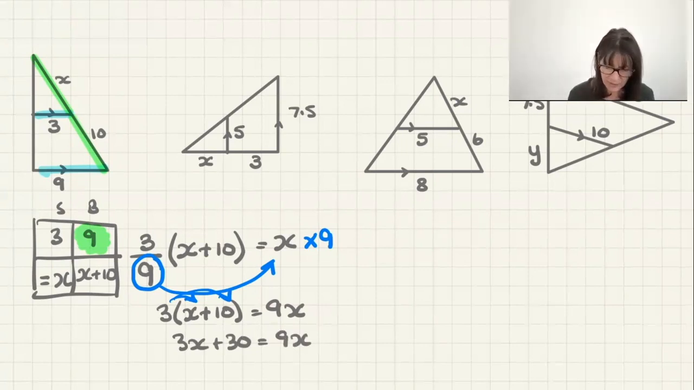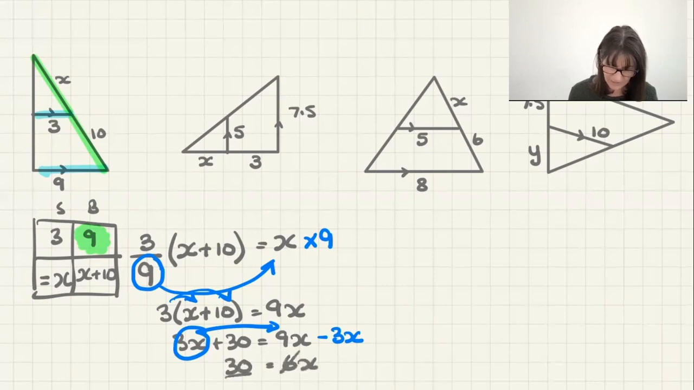I'm going to move those 3 x's to the other side, so that the x's are together. It's going to land as a take. So I've now got 30 equaling 9x take 3x, which is 6x. Divide through by 6 to get x on its own, and you've got x is equal to 5. So we've got 5.